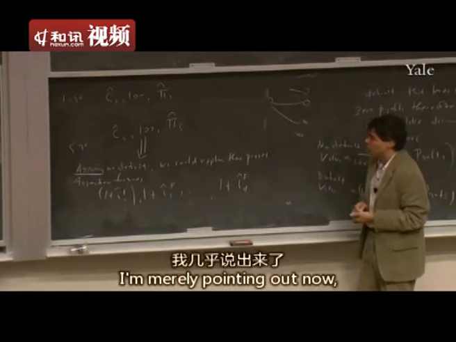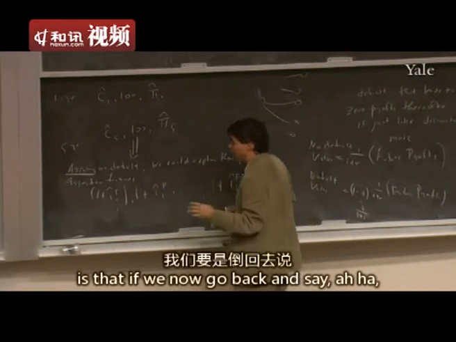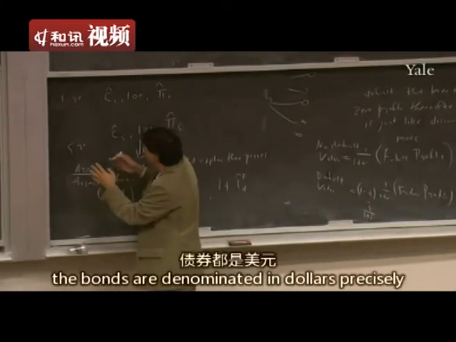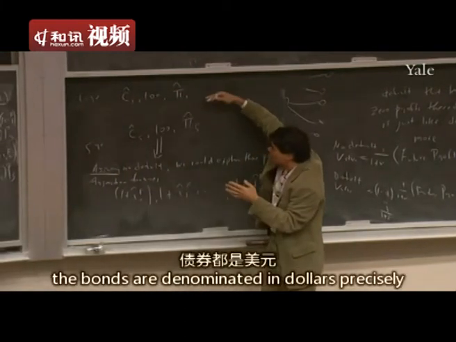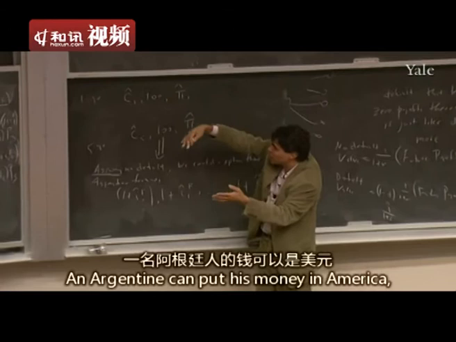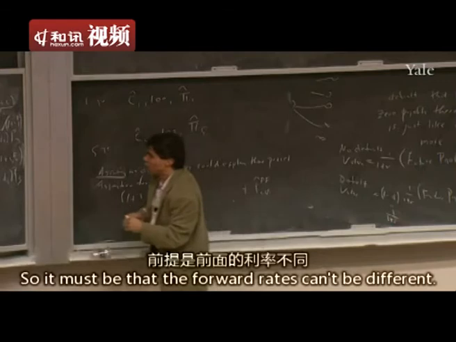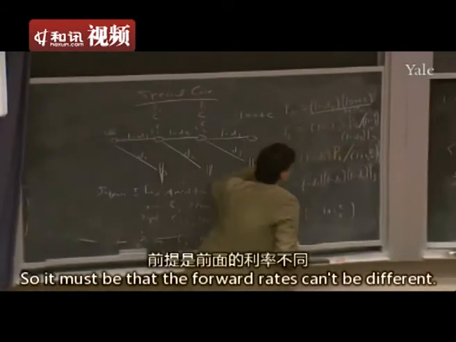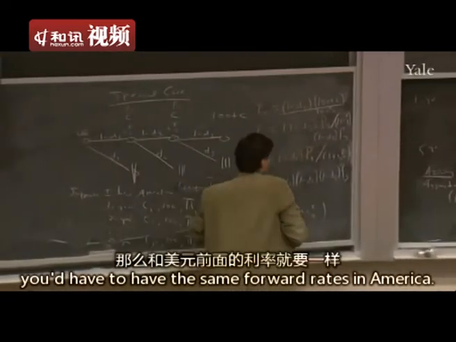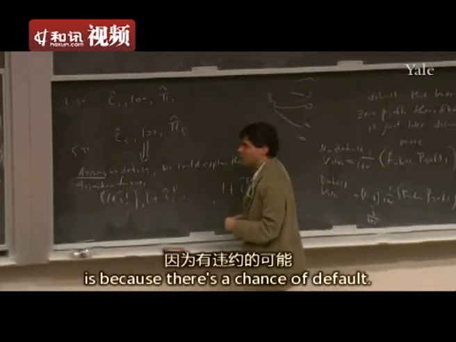So the trick I'm merely pointing out now is that if we now go back and say, aha, Argentina doesn't have different forwards, because the bonds are denominated in dollars precisely so that people can be crossover investors. An American can put his money in Argentina, or an Argentine can put his money in America, so you can move your money to either place. So it must be that the forward rates can't be different. If you knew for sure you're going to get paid in Argentina, you'd have to have the same forward rates as in America. So the reason these forward rates are higher is because there's a chance of default.